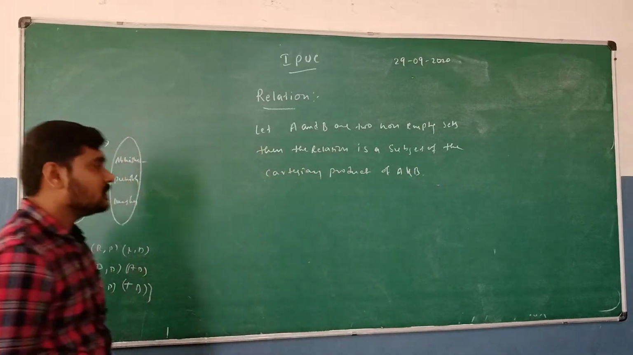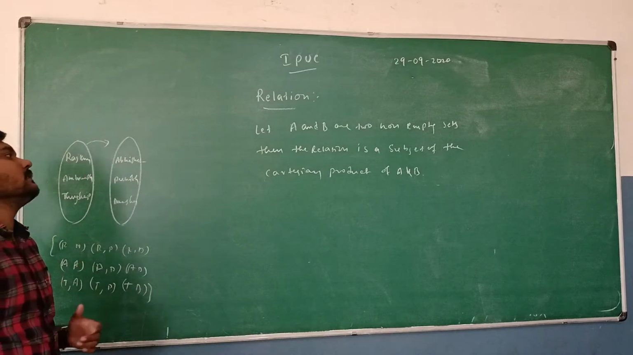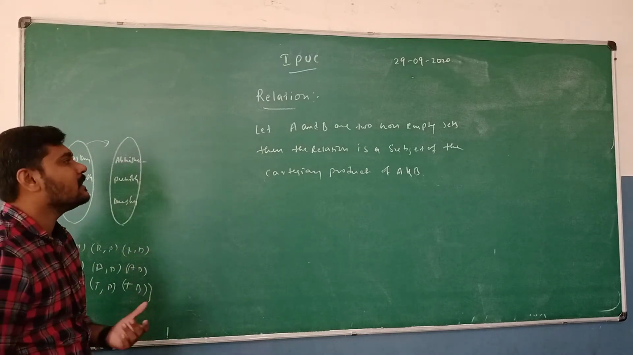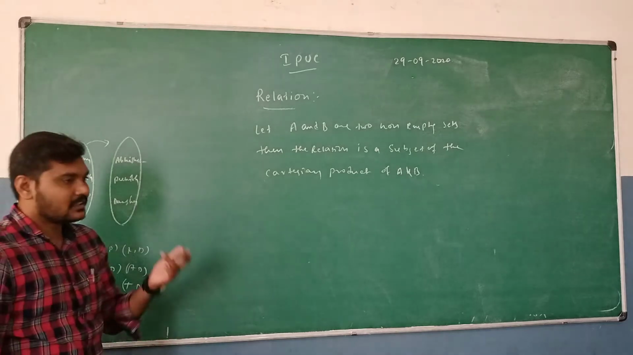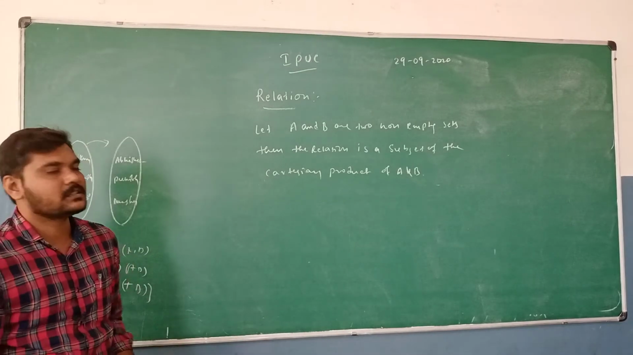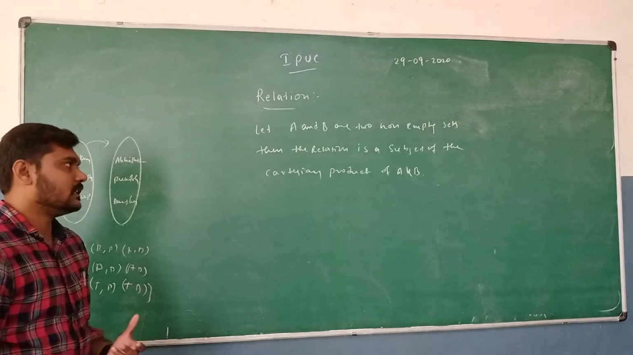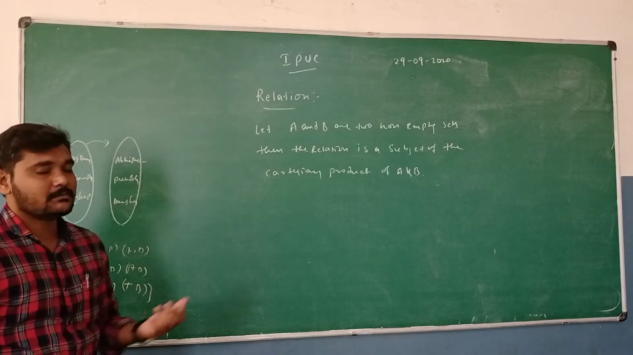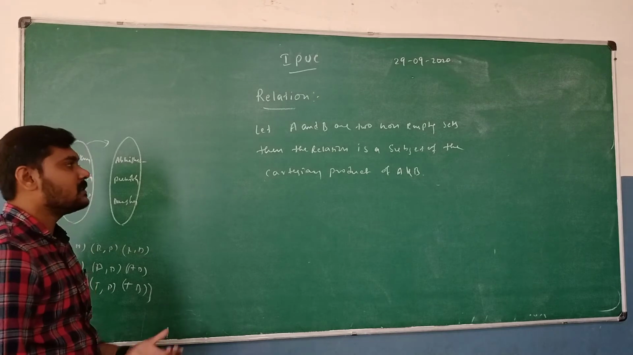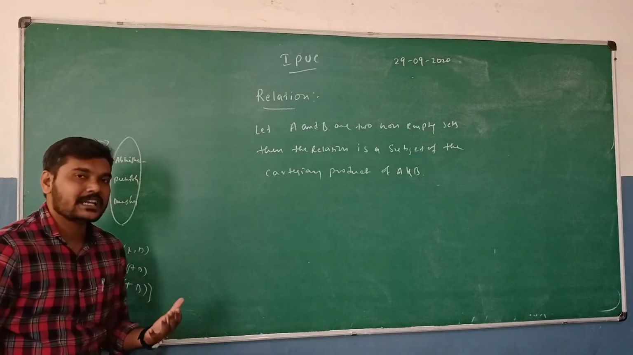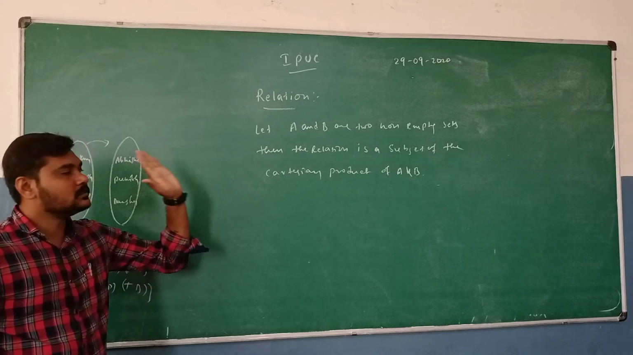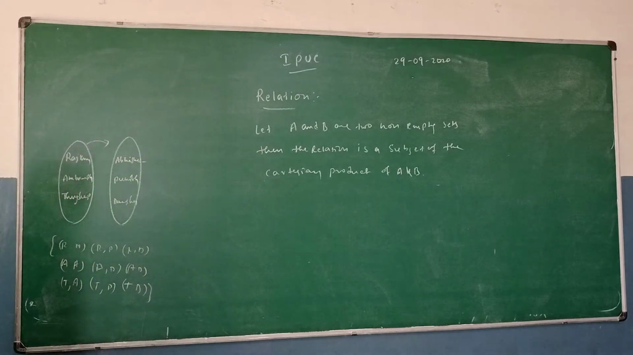So look at what the definition is saying. A relation is defined between A and B, where let A and B be two non-empty sets. That means the sets must be non-empty sets. Then the relation is a subset of the Cartesian product A and B. That is the definition.